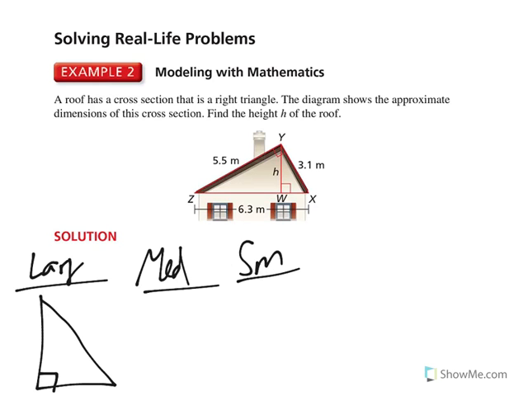Okay, so my large triangle on the outside, my right angle is Y. My long side is going to be YZ, the longer one, so I'm going to put my Z here at the top, so that leaves X down here.